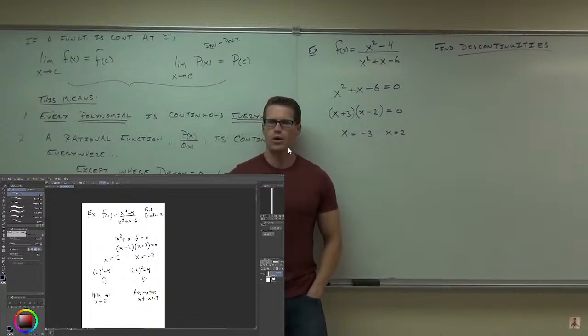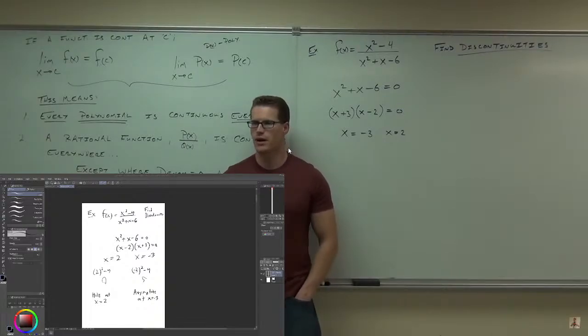Now, I want you to go one step further. I want you to identify whether those things are holes or whether those things are asymptotes. And here's the way you can do that. Factor both the numerator and denominator. Wait, you know what? Gotta make sure this factors out. So at the top here would be x minus 2, x plus 2, over x minus 2, x plus 3.